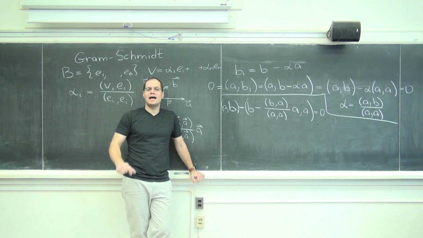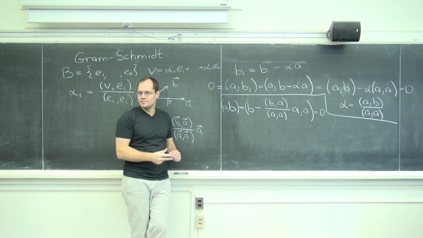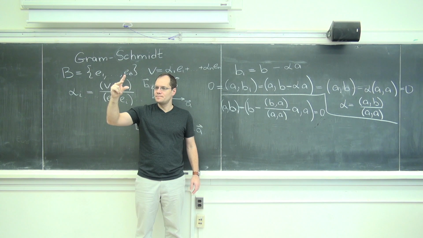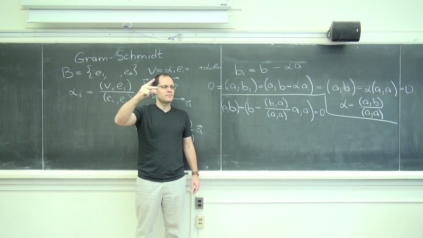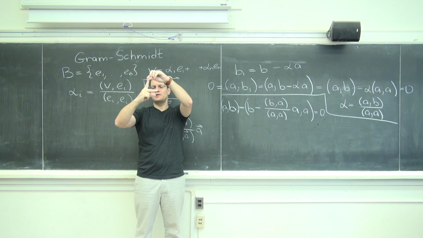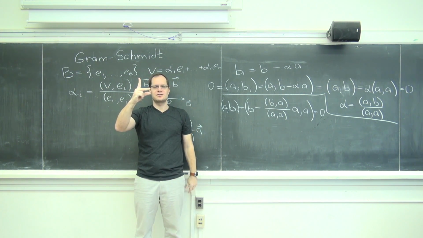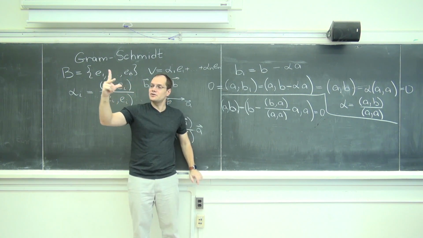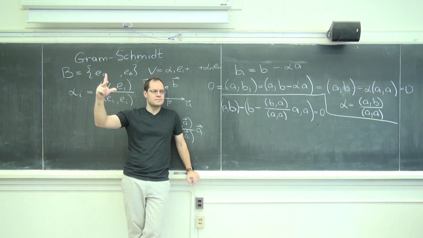Now let me write down what will happen if you're given three vectors. When you're given three vectors and you need to make them all orthogonal, you'll do it in two steps. First, you'll pick one of them as your starting vector and you will leave it alone. Then you'll make the second one orthogonal to the first, and now you have two that are orthogonal and a third that's not. Then you'll make the third one orthogonal to the first two. I will show you how to do it, that will be intuitive.